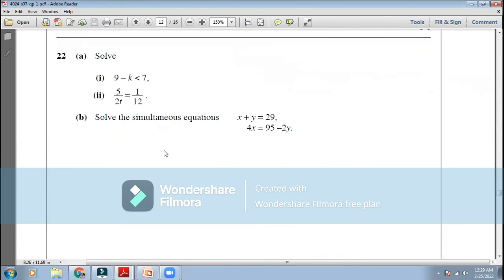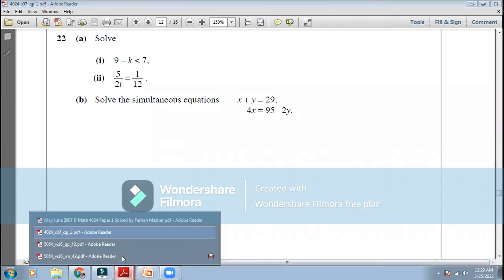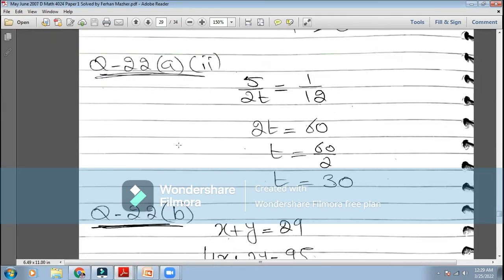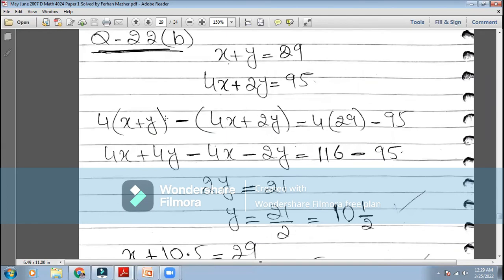So the next part, question number 22A, second part. 5 divided by 2t equals 1 by 12. So 2t equals 60, t equals 60 divided by 2, and t equals 30. T equals 30. Very simple question.